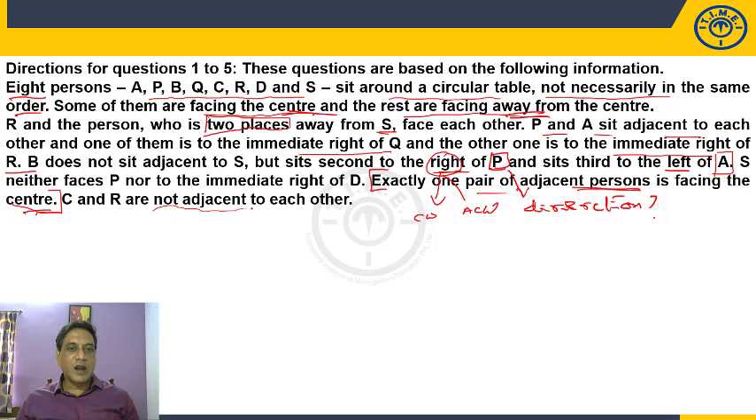C and R are not adjacent to each other. Mind you, exactly one pair of adjacent persons is facing the center. How many pairs are facing away from the center? It can be any number. There is no restriction on that. So it appears we don't have the complete information, but now we will start solving.